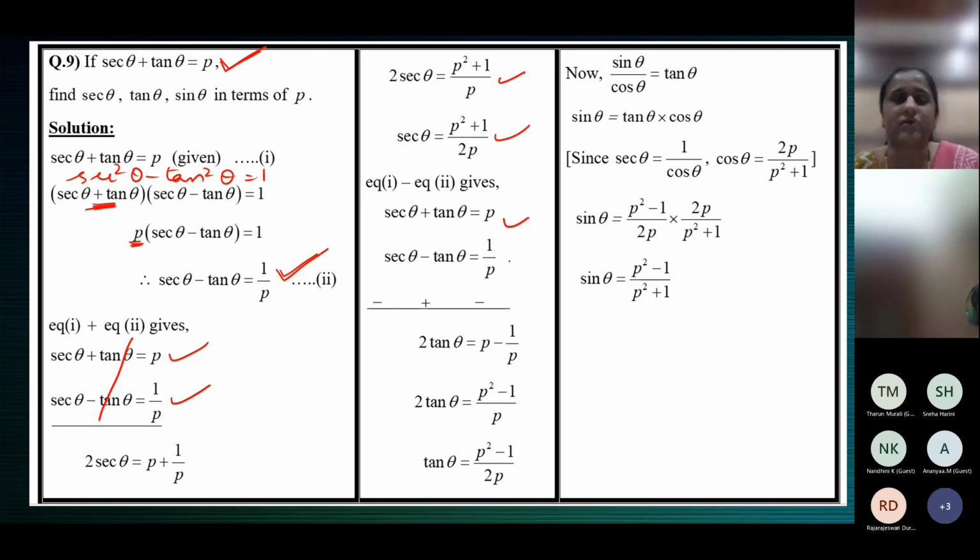Then write the two equations again, one below the other, and subtract the two equations, meaning change the signs. When you change the signs, what happens? Secant theta minus secant theta gets cancelled. So you get 2 tan theta. 2 tan theta is equal to p minus 1 by p.